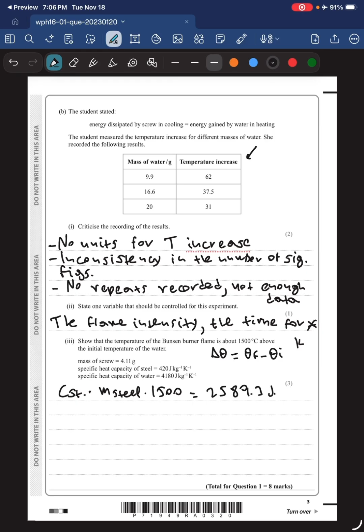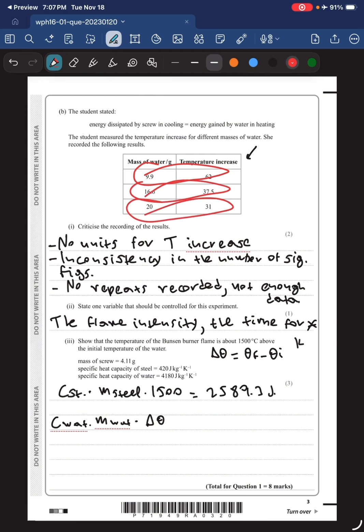Right, so if we multiply all this, we get 2589.3 joules, okay? And do they give us the mass of water? They do. So for water, let's use the specific heat capacity of water times mass of water times delta theta for all these 3 measurements. So we have measurement 1, 2, and 3. So actually, let me write it as follows, to make it more understandable.